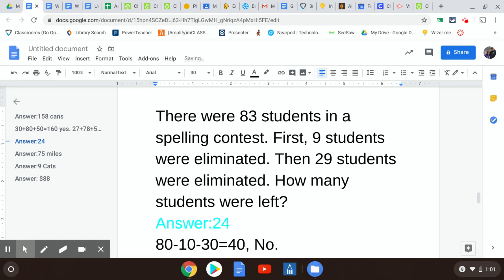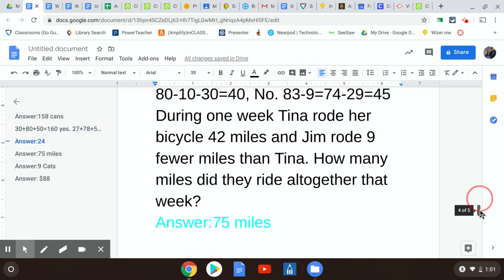Okay, now let's do our actual math. We have 83 minus 9. Let's do it in steps. So 83 minus 9 would be 74. And then we have to minus 29 from that. And from that, you would get 45. Okay, still not reasonable. We double checked our answers. Okay, next one we're going to do together.